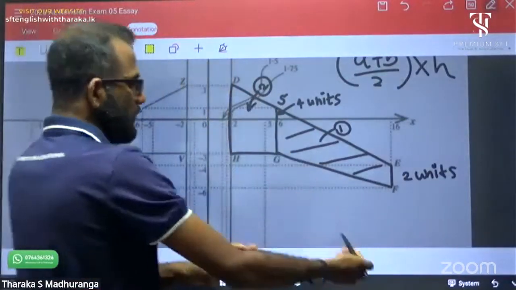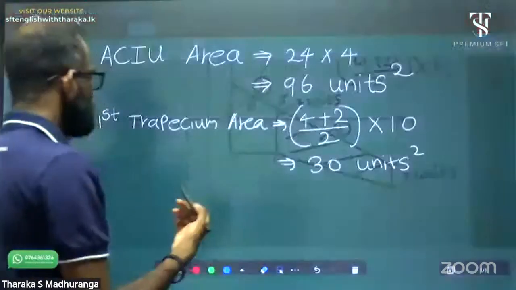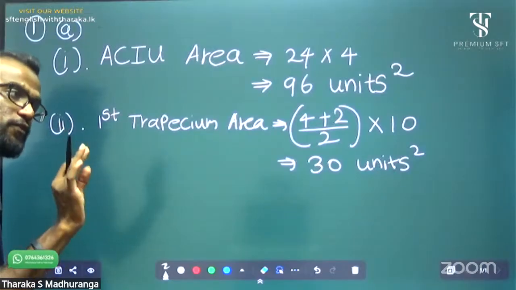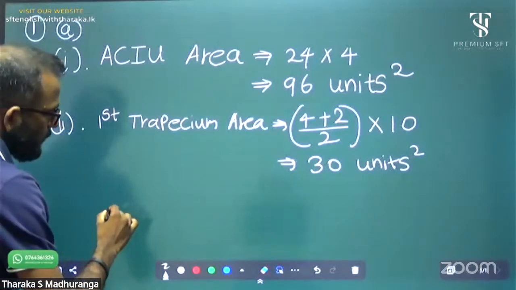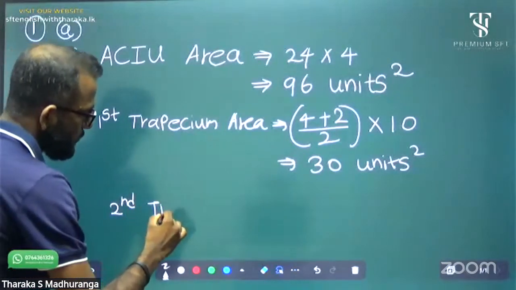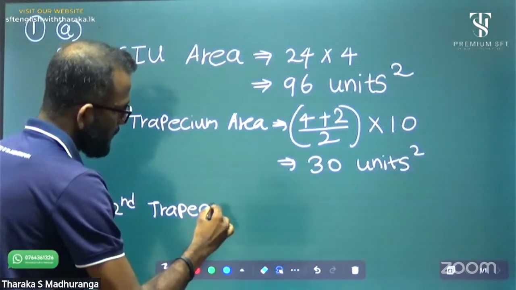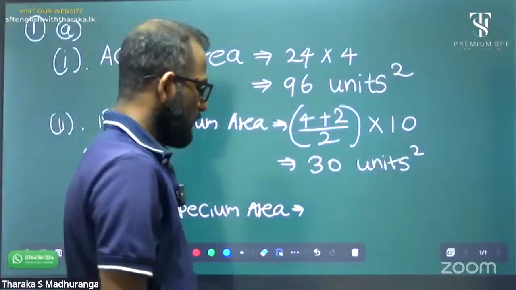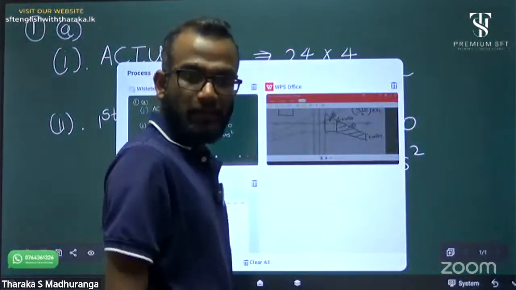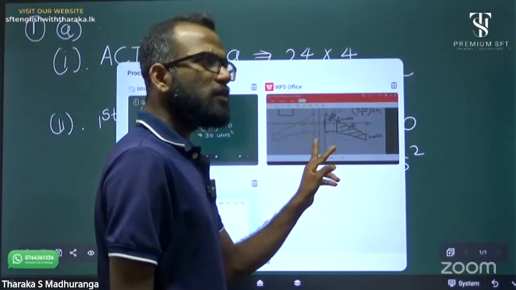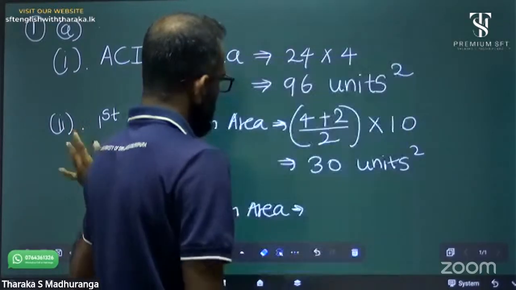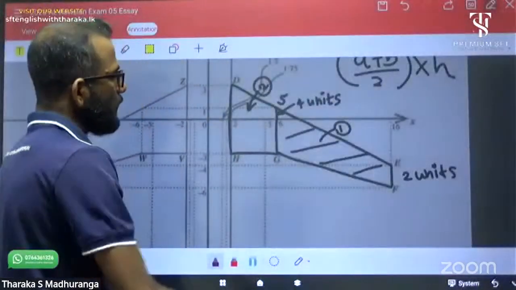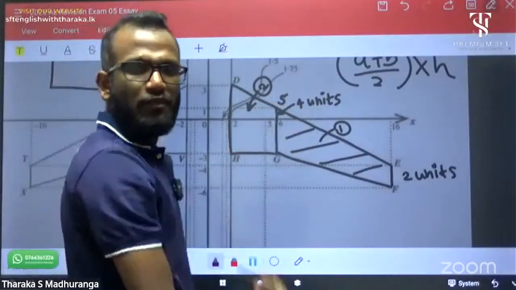Then again I'm going to get the second trapezium area. Clearly write down your answers in the essay paper, then you can get full marks without losing marks. Second trapezium area. This is an exam question, I think from 2019 as I remember. For the second trapezium area, SG I found is 4 units.